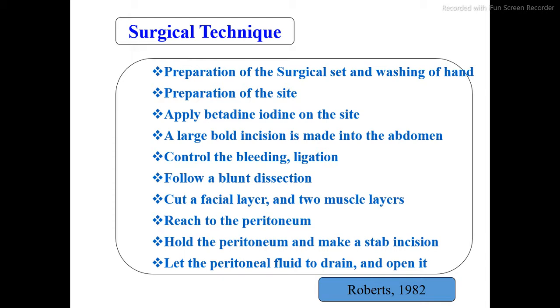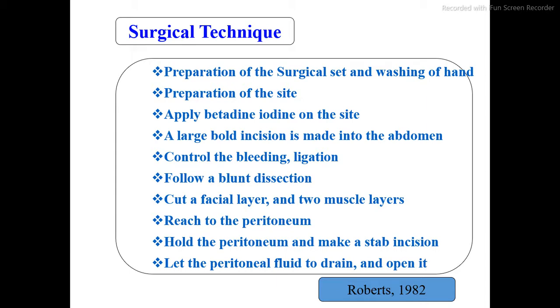Surgical technique. Preparation of the surgical set and washing of hands. Preparation of the site. Apply betadine iodine on the site. A large bold incision is made into the abdomen. Control the bleeding. Ligation. Follow a blunt dissection. Cut a fascial layer and 2 muscle layers. Reach the peritoneum. Hold the peritoneum and make a stab incision. Let the peritoneal fluid drain, and open it.